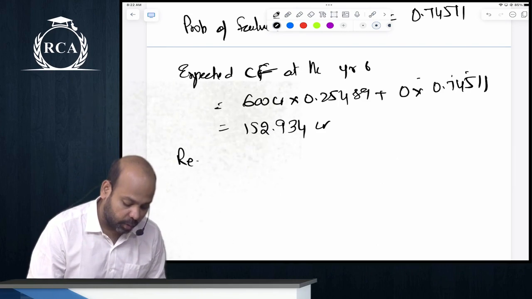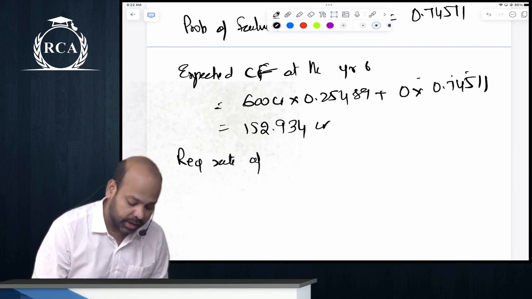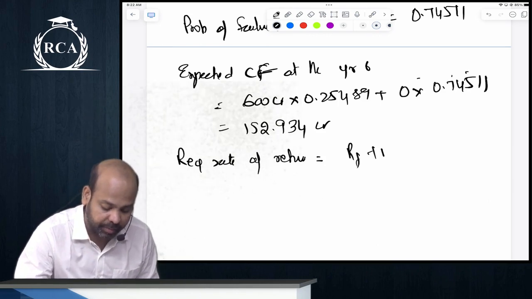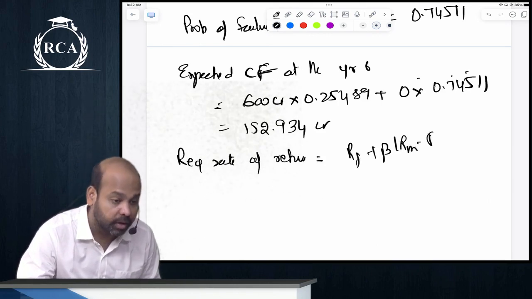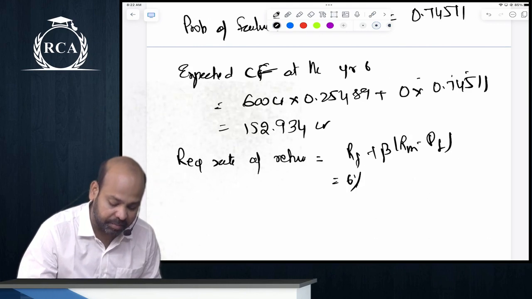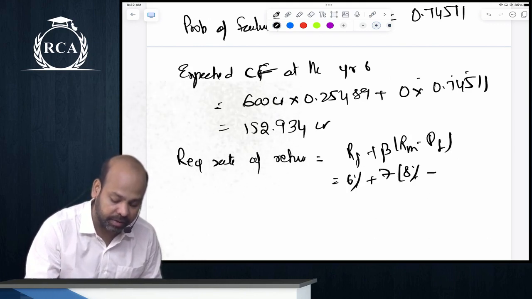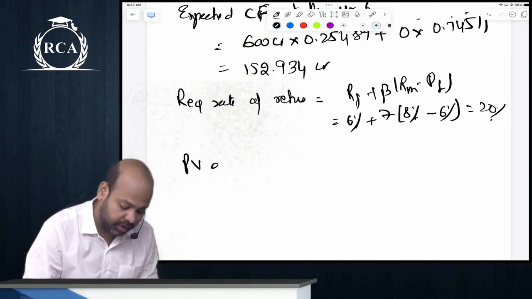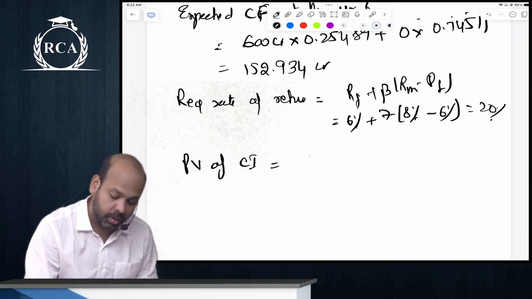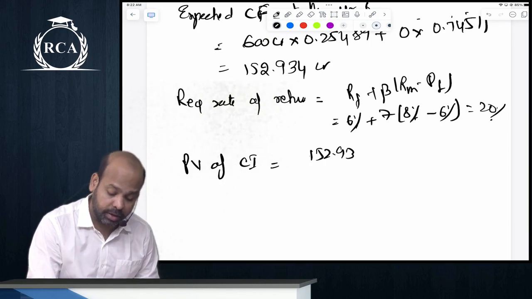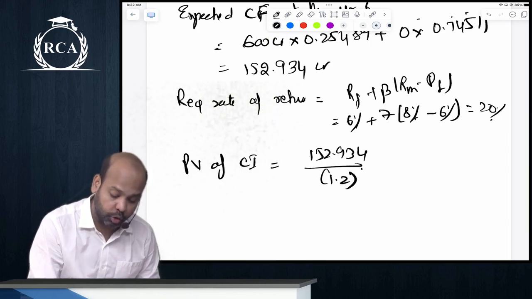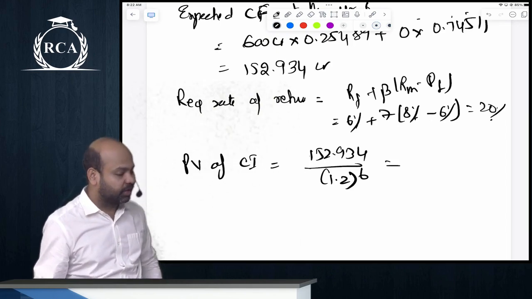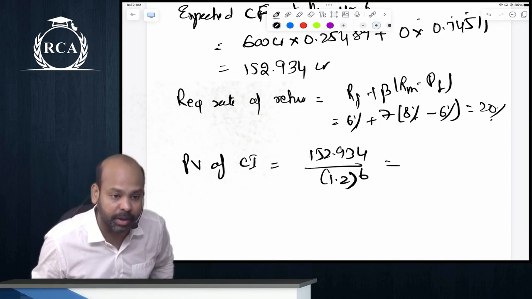You know what your required rate of return is? What is the required rate of return given in the question? Required rate of return is RF plus beta into RM minus RF. Our risk-free rate is 6%, beta is 7, market return is 8%, so this will become 20%. Now all you have to do is compute the present value of cash inflow, which will be 152.934 crores divided by 1.2 whole power 6. You're going to get only one cash flow at the end of the 6th year. That is why divided by 1.2 whole power 6. How much is this?